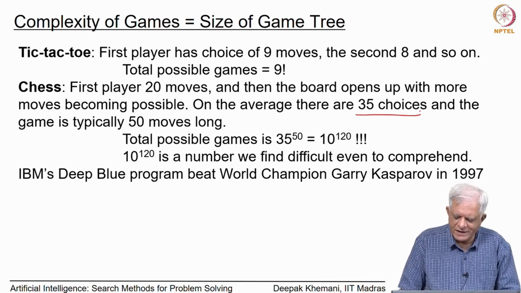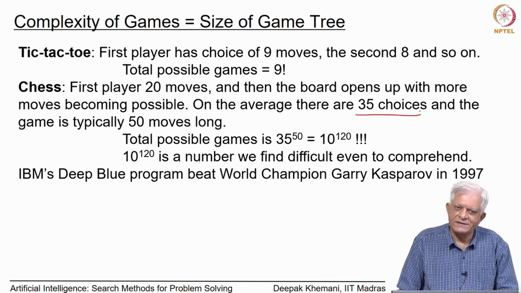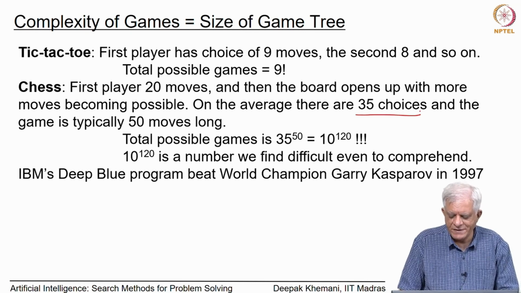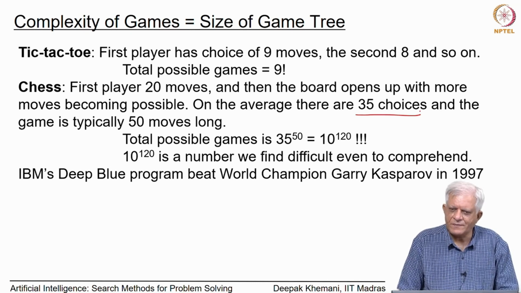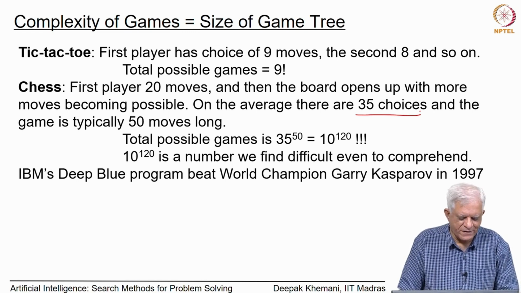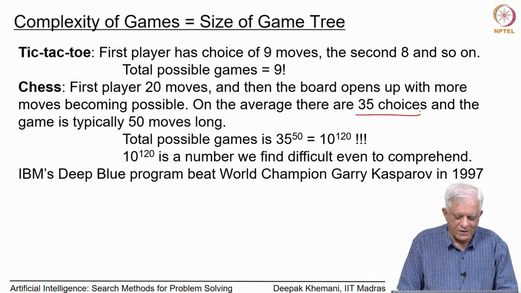Now, chess has not been solved in the sense that we do not know the value of the game, but we have programs which are good enough to beat the best humans, and that started off in 1997 when IBM's Deep Blue program beat the world champion Garry Kasparov essentially.